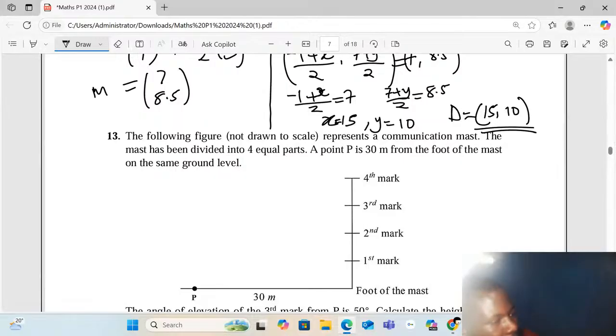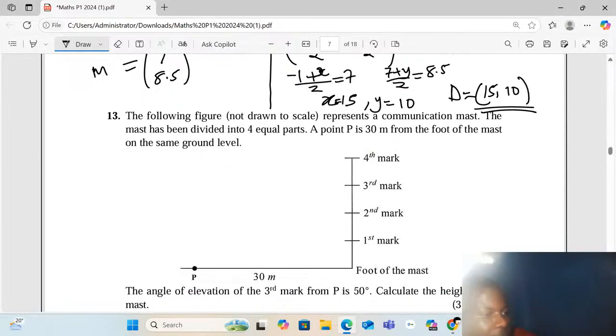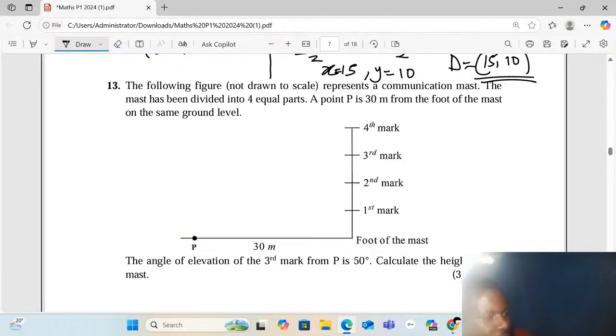The following figure, not drawn to scale, of course, represents a communication mast. The mast has been divided into 4 equal parts. A point P is 30 meters from the foot of the mast, on the same ground level. The angle of elevation of the third mark from P is 50 degrees. Calculate the height of the mast.